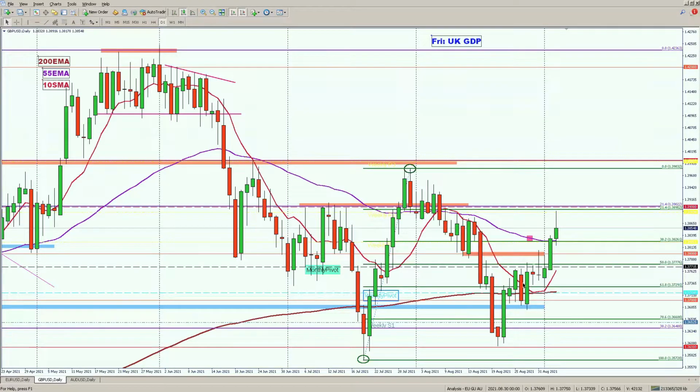And likewise, the cable has also broken through this intermediate resistance at the 138.00. And also on the Thursday, it had already started to break through the daily 55 EMA. So that was a critical area to break through.